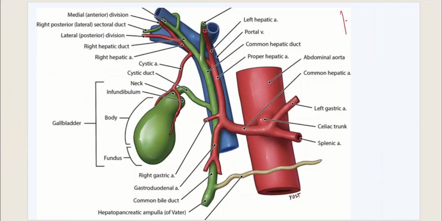Next slide, we can see the blood supply to the gallbladder. The blood supply to the gallbladder comes from, this is the abdominal aorta. Okay, let's see.